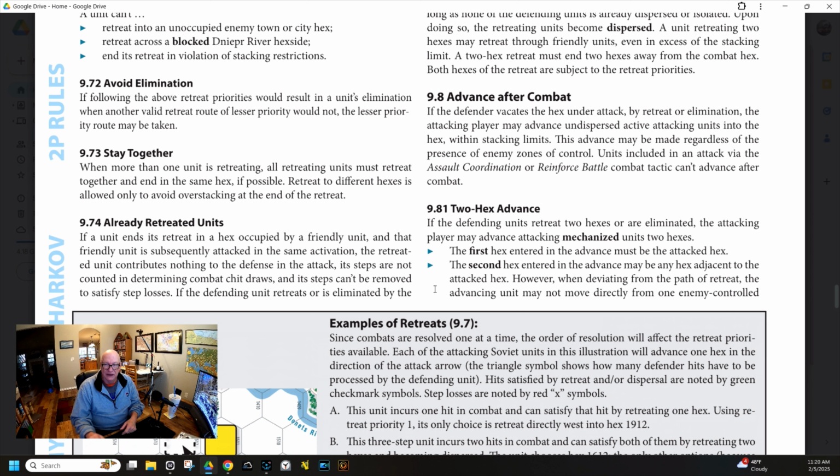Advance after combat. If the defender vacates a hex under attack by retreat or elimination, the attacking player may advance undispersed active attacking units into the hex within stacking limits. This advance may be regardless of the presence of enemy zone of controls. Units included in the attack via the assault coordination or reinforcement battle combat tactic can't advance after the combat.